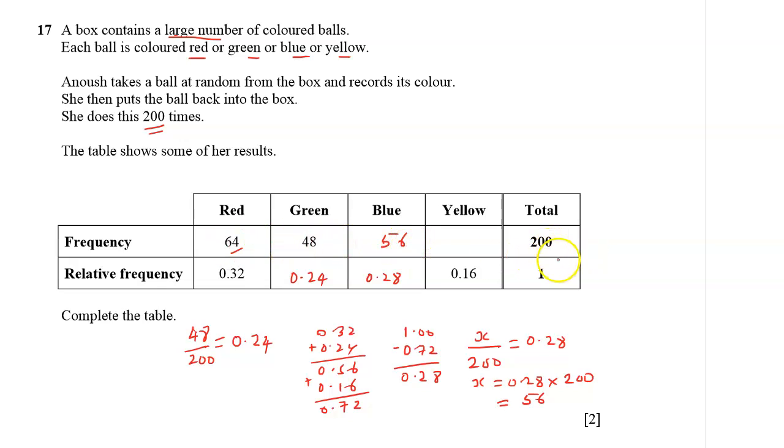Of course, now you can do the same for the yellow ball, but you can also add these values here, then subtract from 200. So let's do the same for the yellow ball. Assume this is y. So y over 200 gives us 0.16. So what is y? y is equal to 0.16 times 200. When you do your math right, you'll get 32. So y here is 32. Of course, when you add all this, it should give you 200.